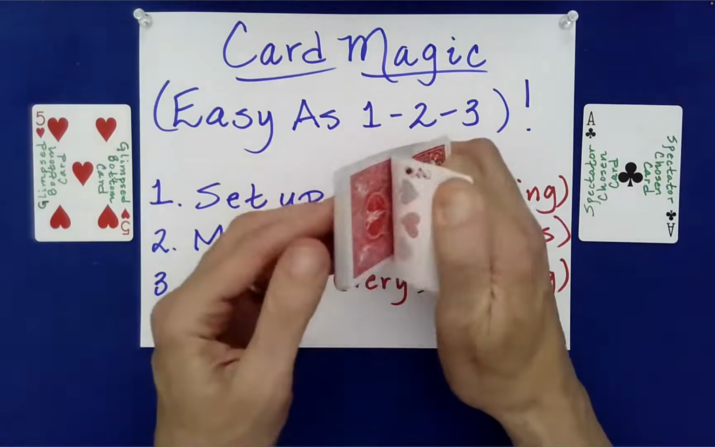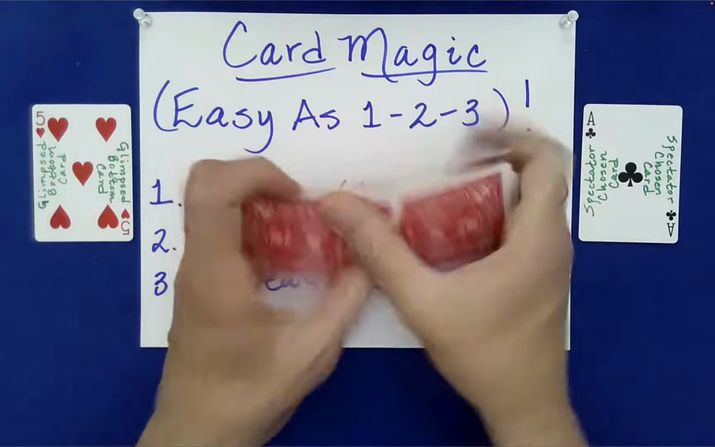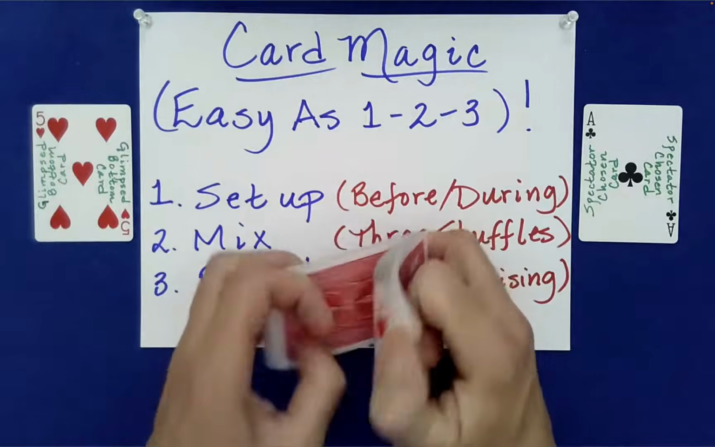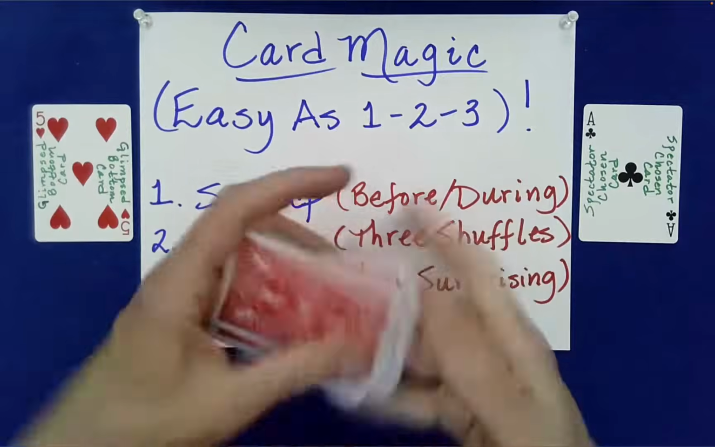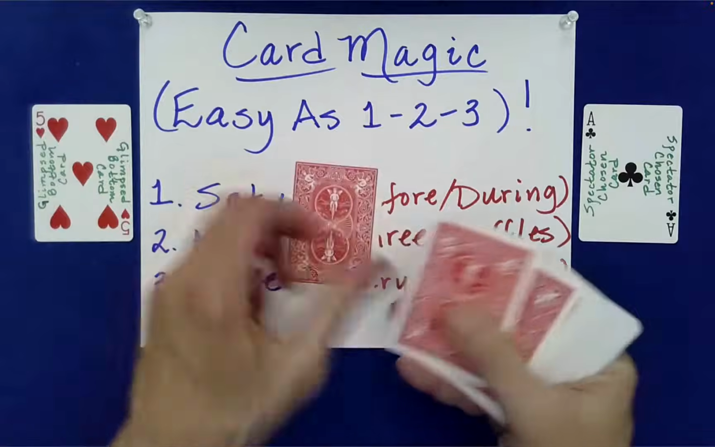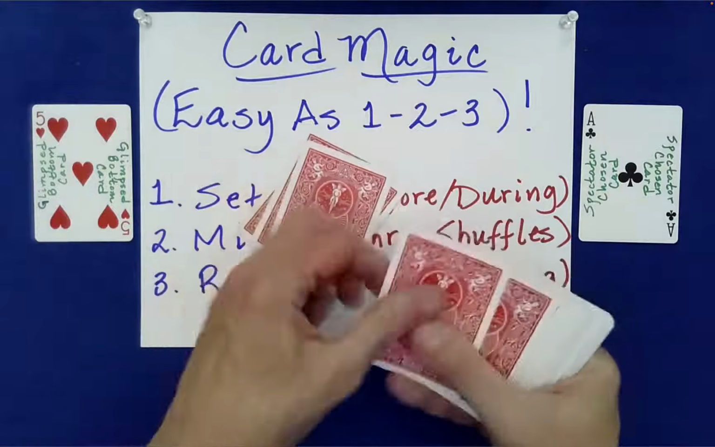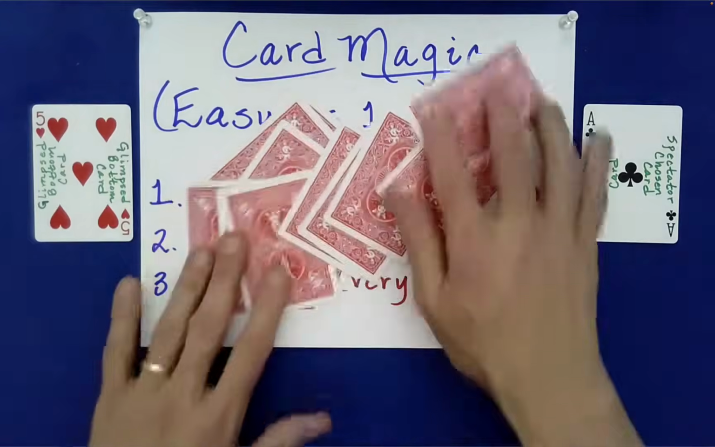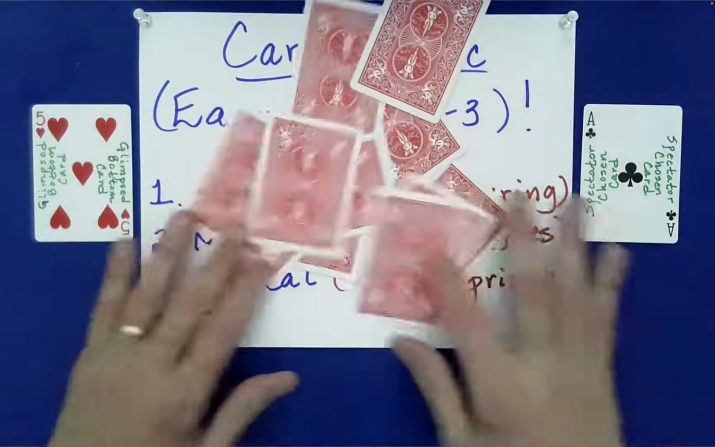Okay, we need 12 random cards for this card effect. The spectator is free to choose those cards, so I'll go ahead and just deal out 12. 1, 2, 3, 4, 5, 6, 7, 8, 9, 10, 11, 12. Now the spectator can mix these cards as much as they would like.